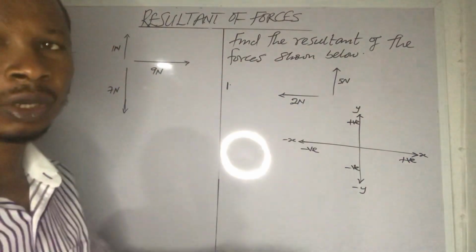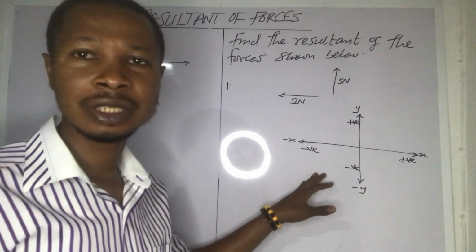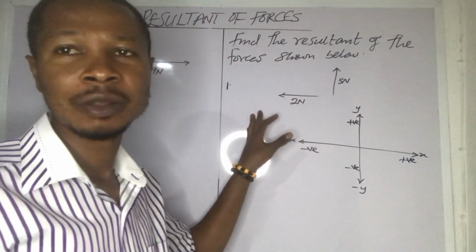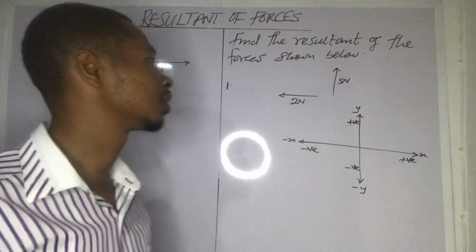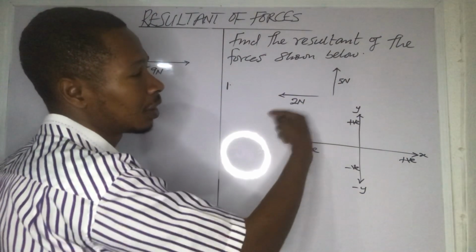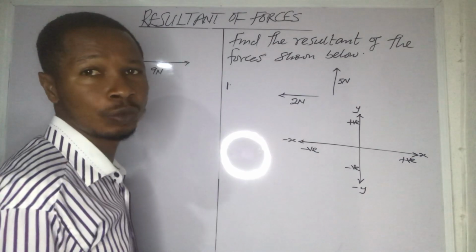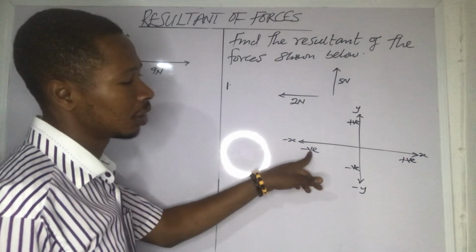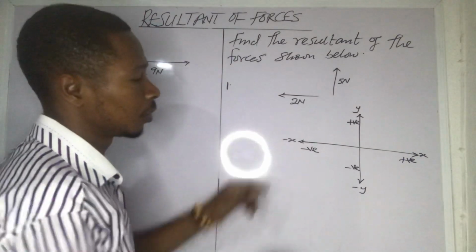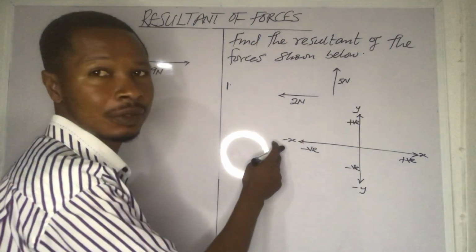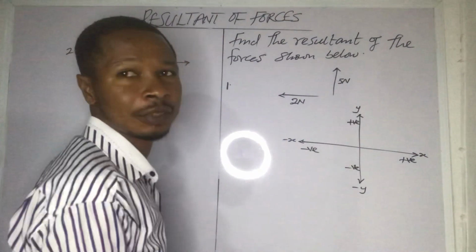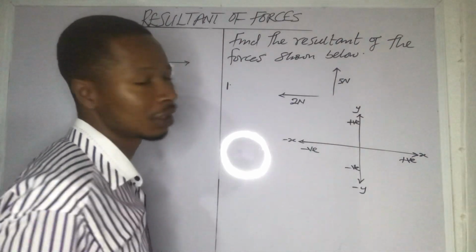So we use this knowledge of Cartesian coordinates to solve any question on free forces like this, to find the resultant of free forces like this. If I look at this first one, this 2 Newton is acting like this. That is, it will be negative because it's on the negative x-axis. Any force acting like this is taken as positive. Forces acting like this are taken as negative.